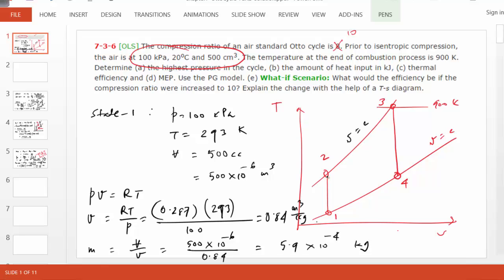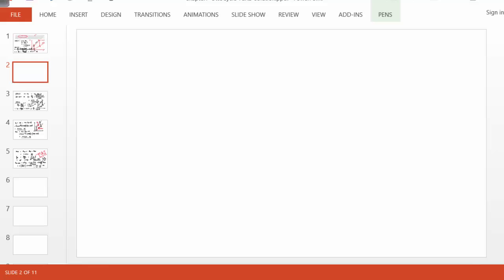So now that we know state 1 completely, we can find state 2 because it's isentropic. And we also know the compression ratio. So if we go to state 2, let's first list what we know. We know that the specific volume is volume 1 by 10, because mass is the same as m1.